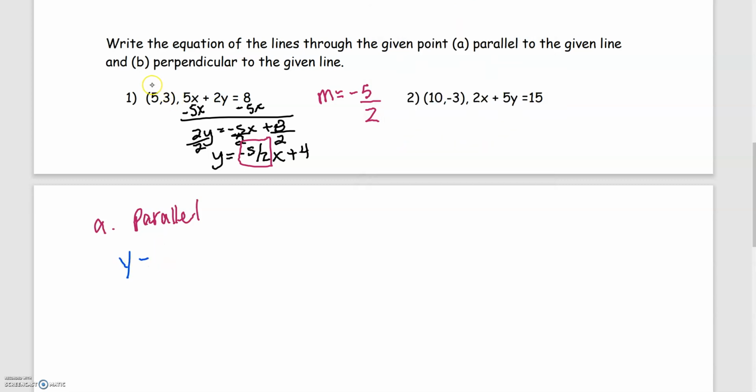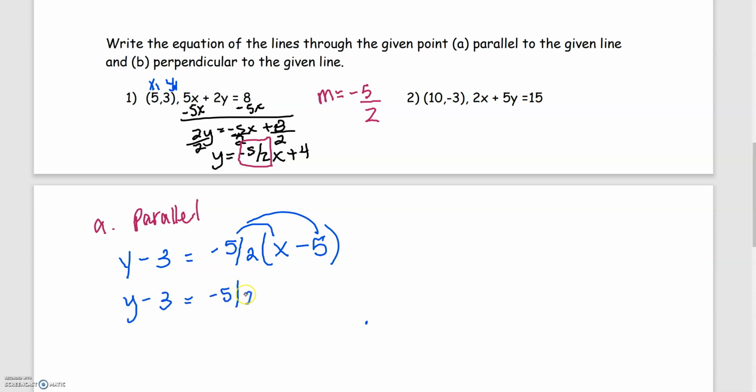y minus, and here's my x1 and my y1, and I'm going to put my 3, make that a y, there we go, and equals my slope, parallel, so I keep the slope the same. So my m is going to be that, and then x minus, and my x1 is 5. So now I'm going to go ahead and distribute. And then here to multiply, remember we multiply the numerator times this number, so 25 halves.